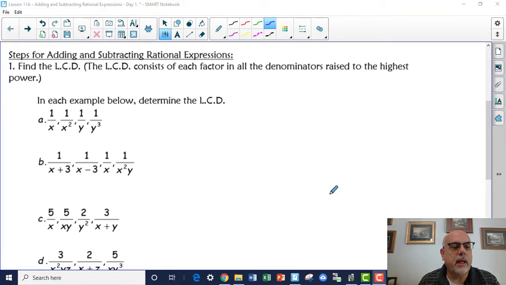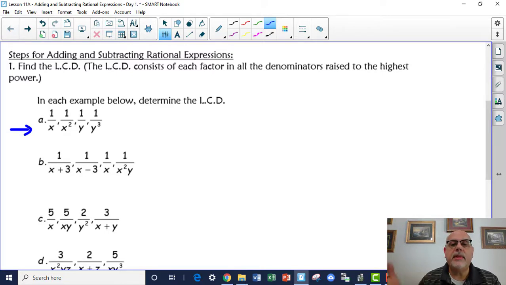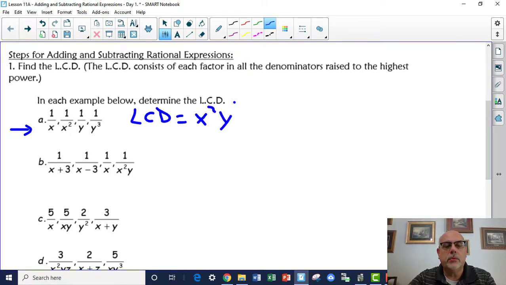Well, if you look at A here, your denominators are x to the first, x squared y, x, y, x squared y cubed. All right, so your common denominator has to be the highest power. Okay, so your LCD is x squared y cubed. You have to be able to divide all your denominators into your common denominator. So you can't divide x squared into x. You can't divide y cubed into y. All right, so it's got to be the largest exponent that you've got.